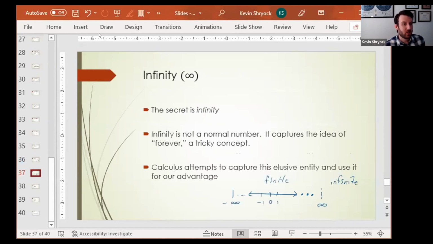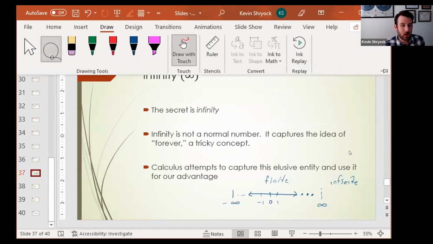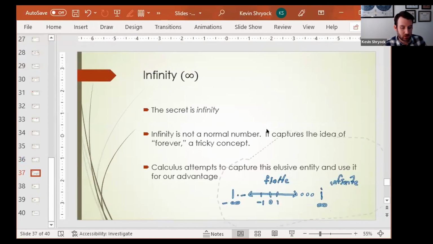All right, so let's talk about infinity for a little bit. This is the way that I like to draw infinity, to give you a model for what we are really talking about with infinity. I'll sketch it out in real time. That's from the last class. So let's talk about infinity a little bit.